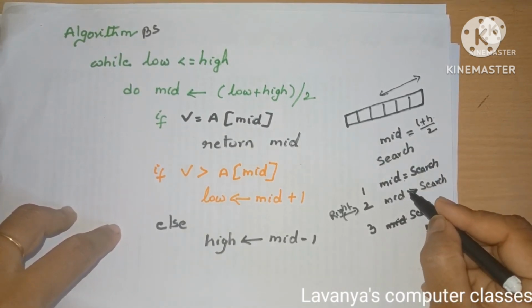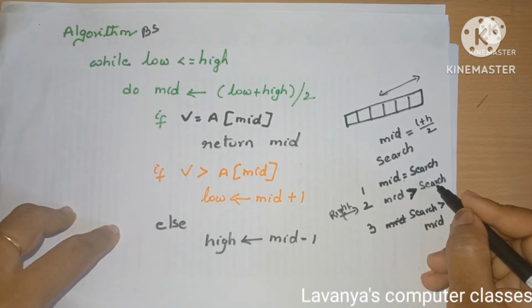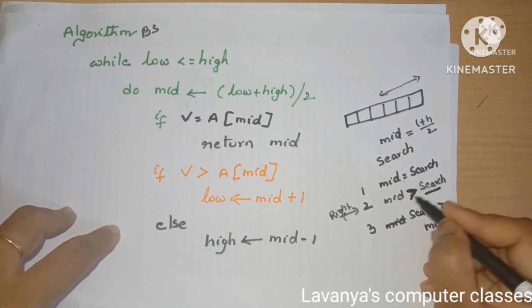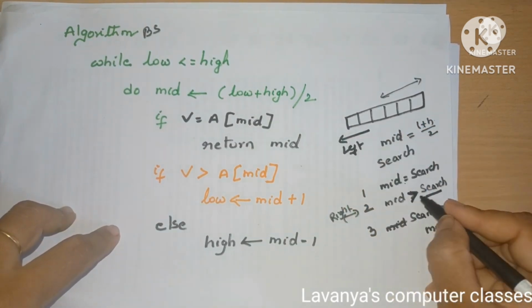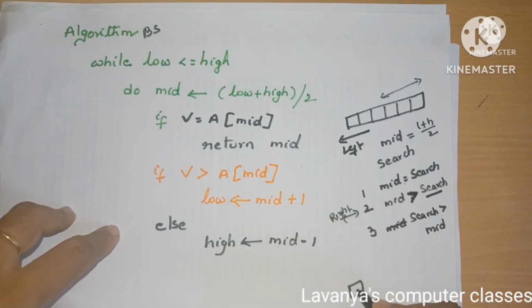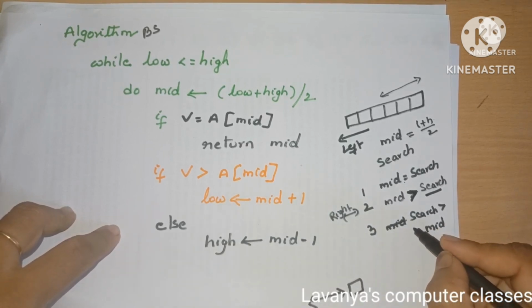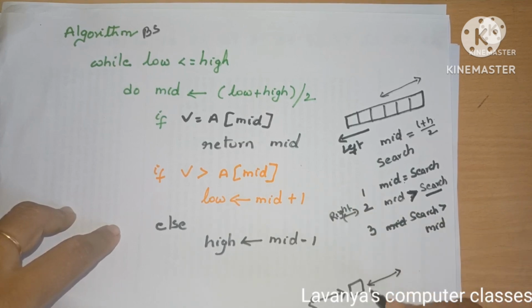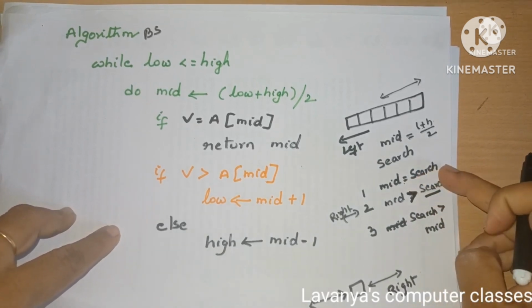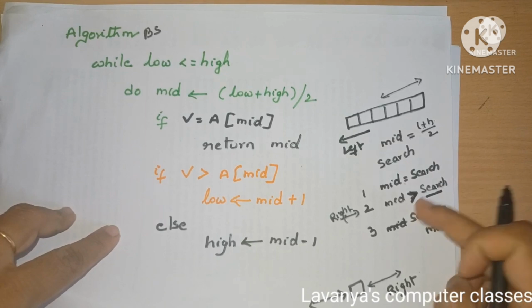If the middle element is greater than the search element, that means the search element is small compared to the middle element, then go to the left hand side. The middle element is here; since the middle element is more, the remaining elements on the right are all larger, so go to the left side. Our third point is if the middle element is smaller than the search element, that means the search element is more, then go to the right hand side. So like this we can check it.